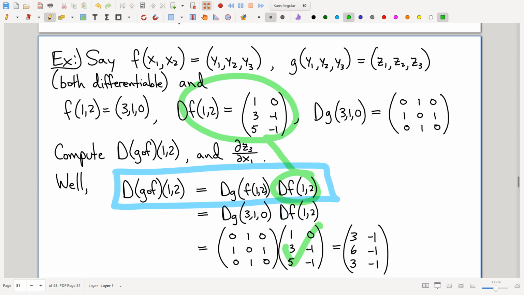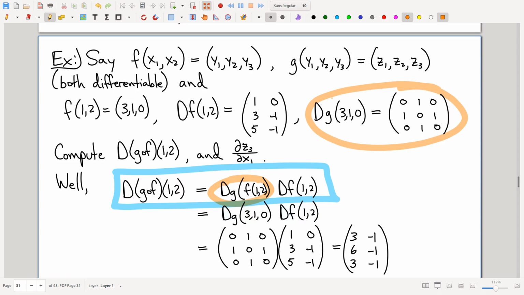Next thing that I'm going to need, you can see right here from the equation, is dg evaluated at the point f of (1, 2). And awkwardly, that doesn't appear to be quite exactly what I was given. I was given dg evaluated at the point (3, 1, 0).